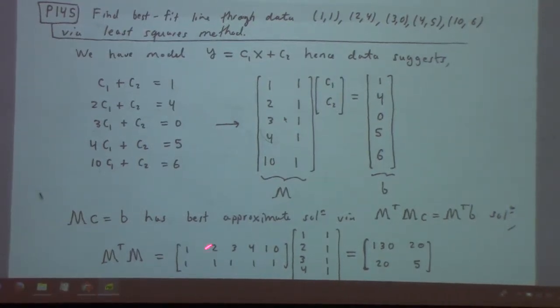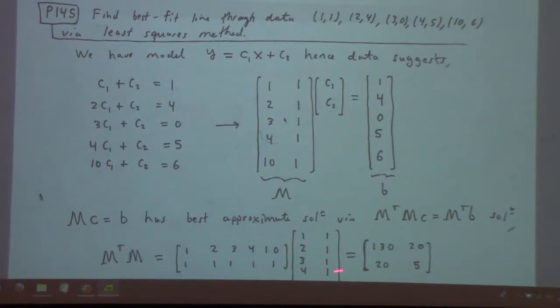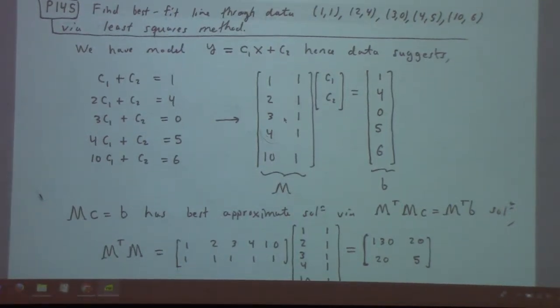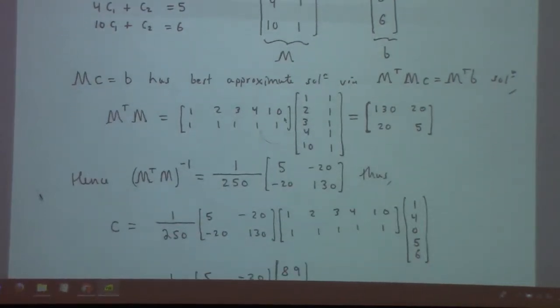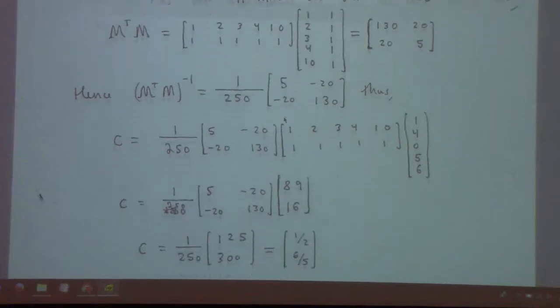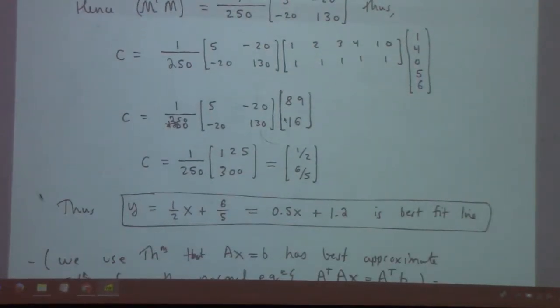So I take this matrix, multiply by the transpose, that gives me this. It's 2 by 2, so I can find the inverse, right? So there's my inverse. Then I multiply the inverse on the normal equations, and I got that. Did you guys get this?